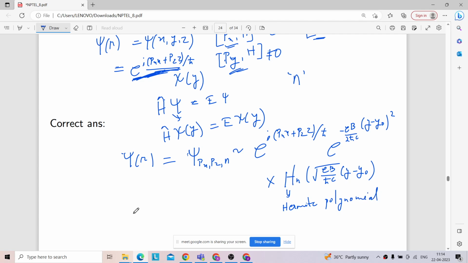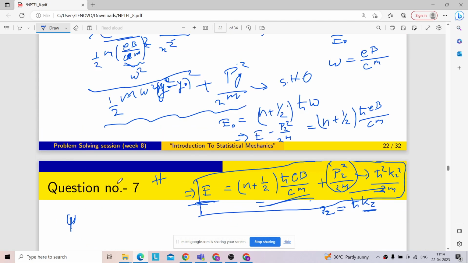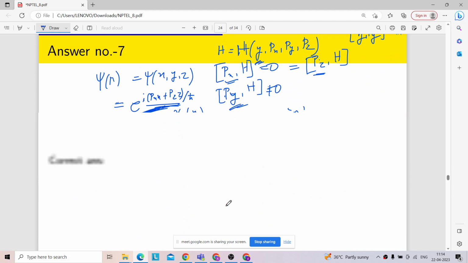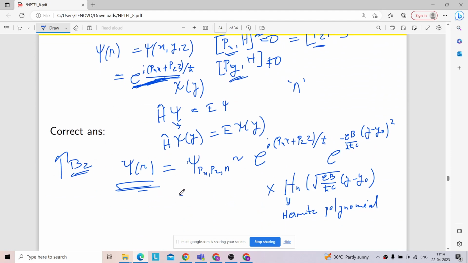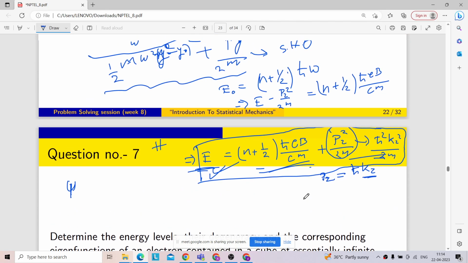Right, so this is my wave function in the presence of this external magnetic field which is applied in the z direction. So I got the eigenvalue, and now I got the eigenfunction also in this form. Right, so any questions so far?